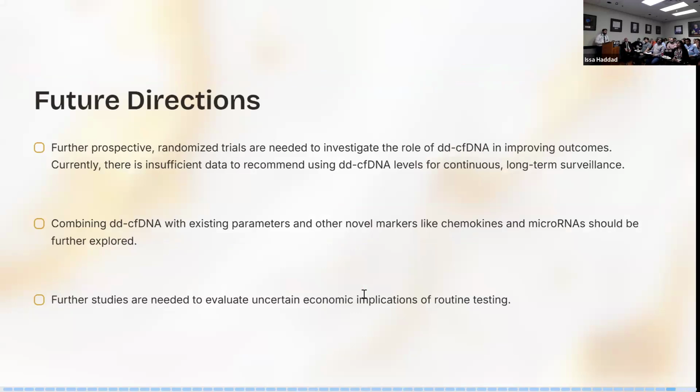So I think future directions from here is that we need more prospective randomized trials to investigate the role of DNA in improving outcomes. Right this moment, there is insufficient data to use it for continuous long-term surveillance. And with the other emerging non-invasive biomarkers, maybe we can use all of it to complete the puzzle. As you said, the kidney biopsy will still remain the gold standard for now, but at least help rule out rejections without the biopsy. And the economic implications of this also need to be investigated.